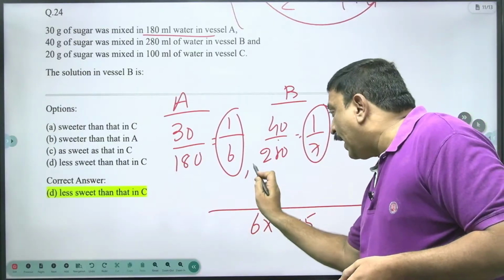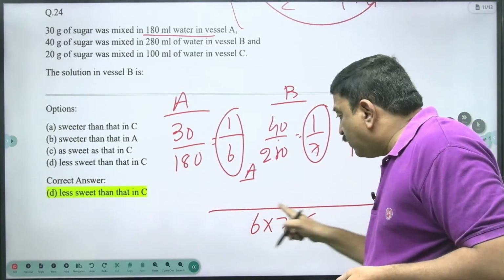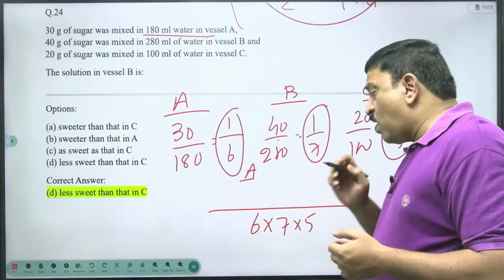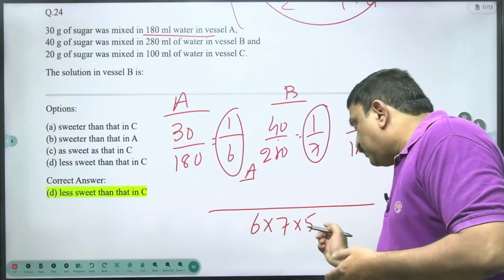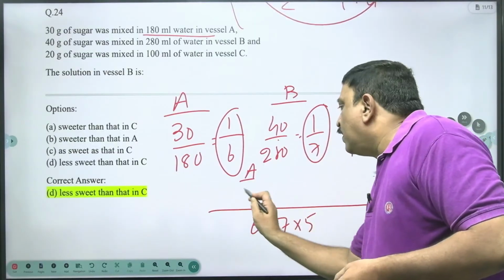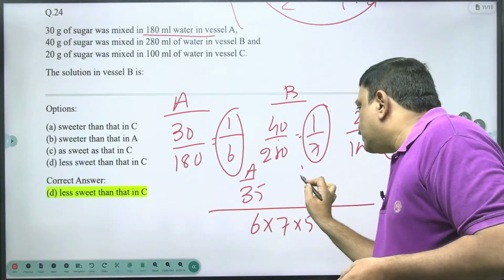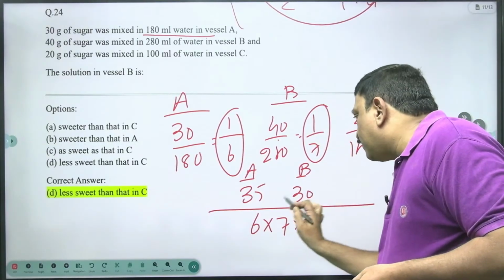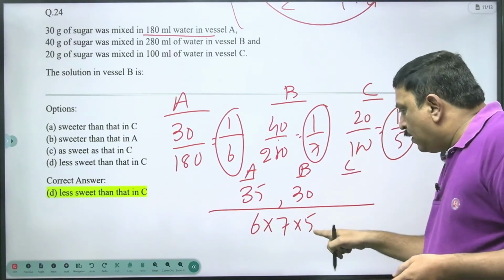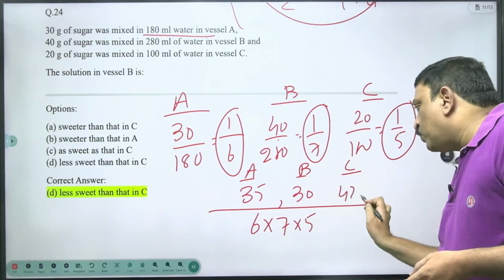Now what about A? If you make the vessel's total water equal, what is the content of A? 6 into 7 into 5. What is 7 into 5? 35 units will be there. For B, 7 is already there, means 6 into 5, 30 will be there for B. What about C? That is 6 into 7, that is 42 units will be there.